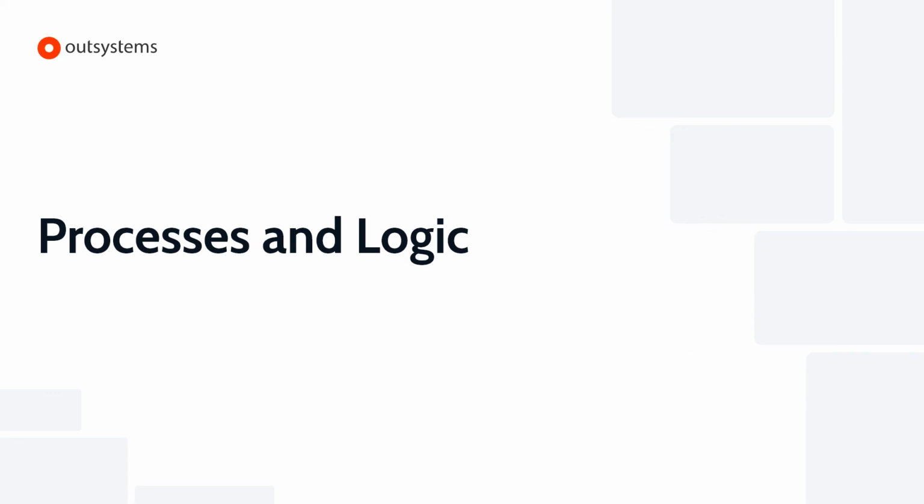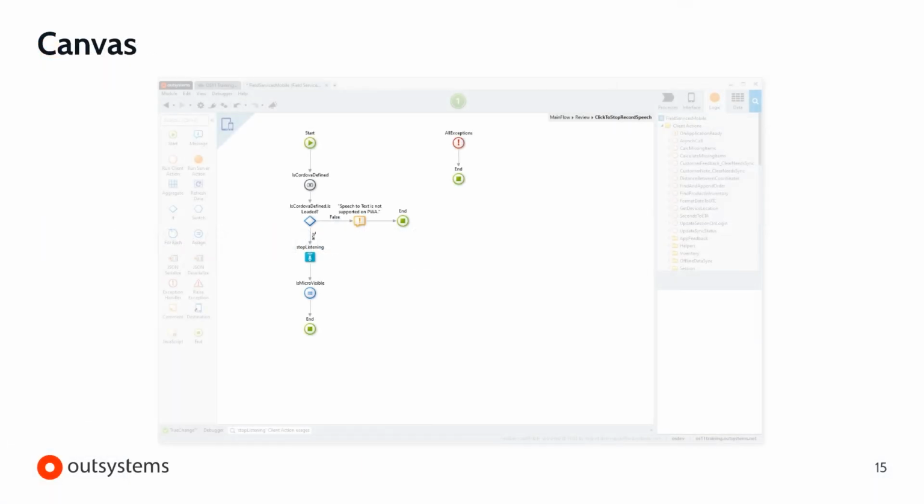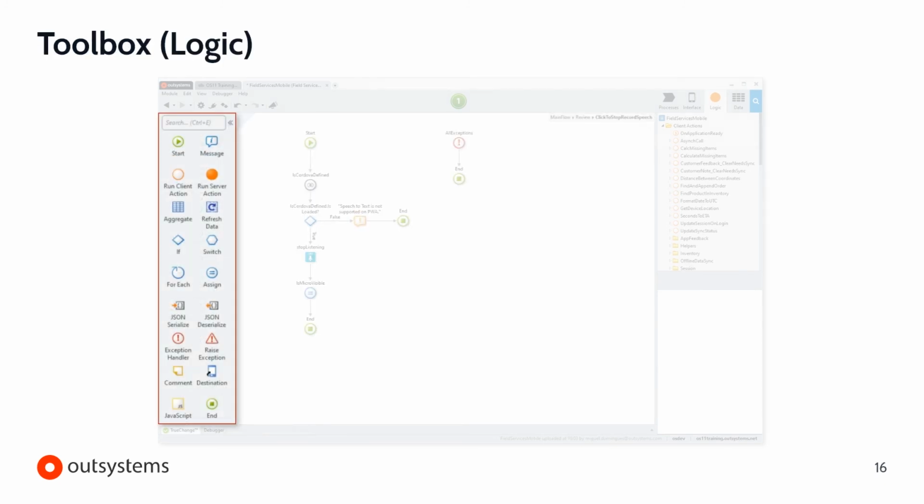Let's now take a look at the processes and logic editor. Similar to what happens with the user interface, at the center we have the canvas area that, in the case of processes and business logic, displays a visual representation of your logic. The toolbox works the same way, but instead of showing widgets, it now shows the elements that can be used inside the logic flow, ranging from assignments for each loop to database queries, and so on.